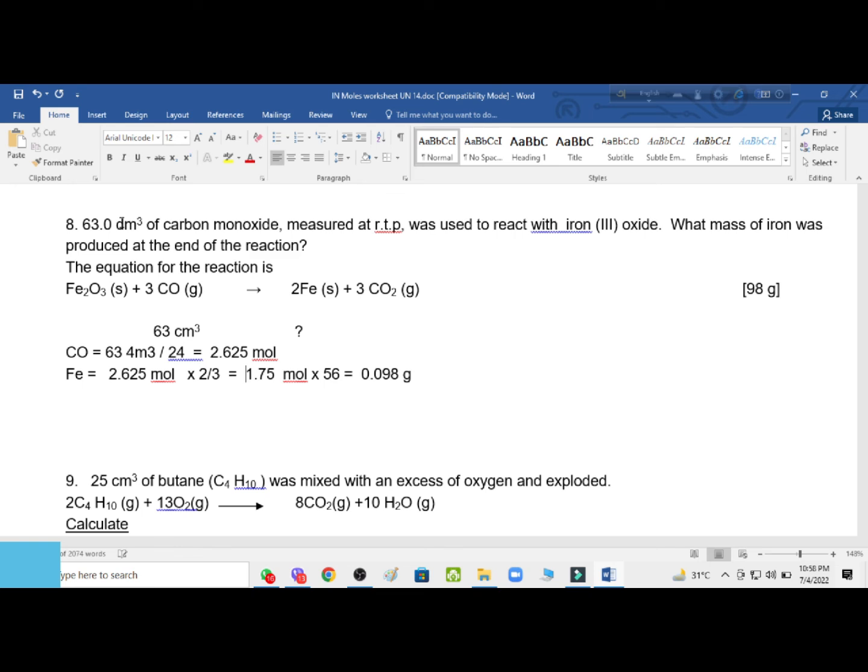Now this question, 25 cm cube of butane was mixed with excess oxygen and exploded. Oh, this question is repeated here, right? We already solved this question previously, so we're not going to do this now.